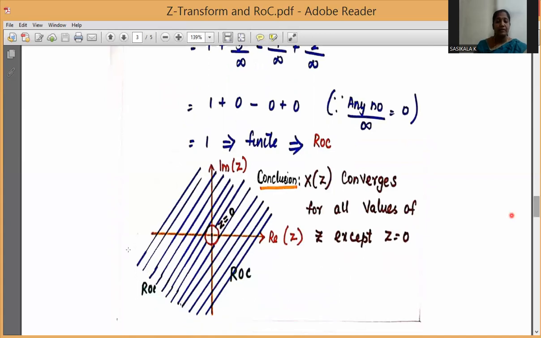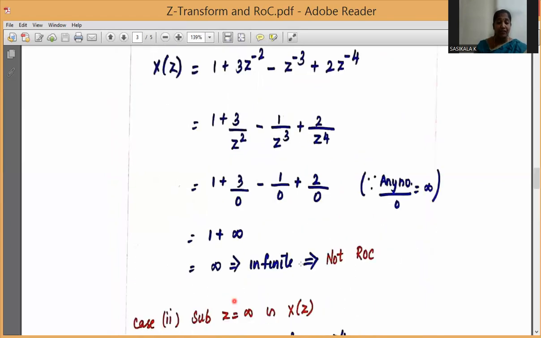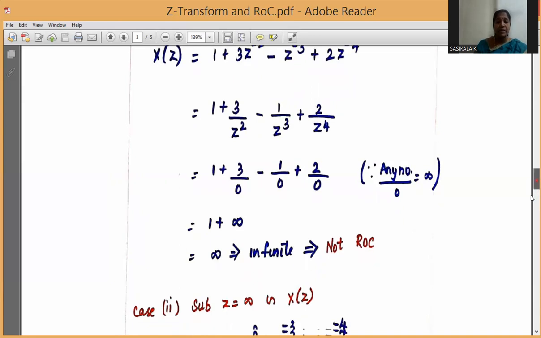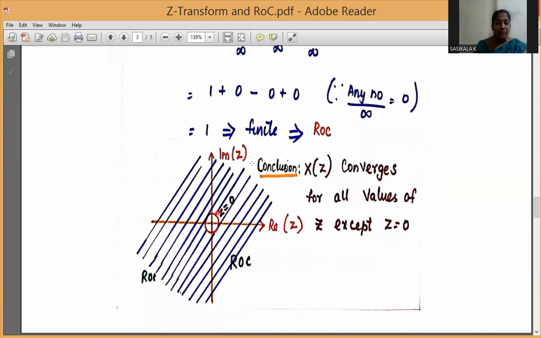So listen, this is the graph. This is the real part of your z, and this is the imaginary part of the z. If you substitute z is equal to 0, you will be getting an infinite value, whereas if you substitute z is equal to infinity, you will be getting a finite value. So from this, what you have concluded is, consider this as your z is equal to 0. So X of z doesn't converge for z is equal to 0.